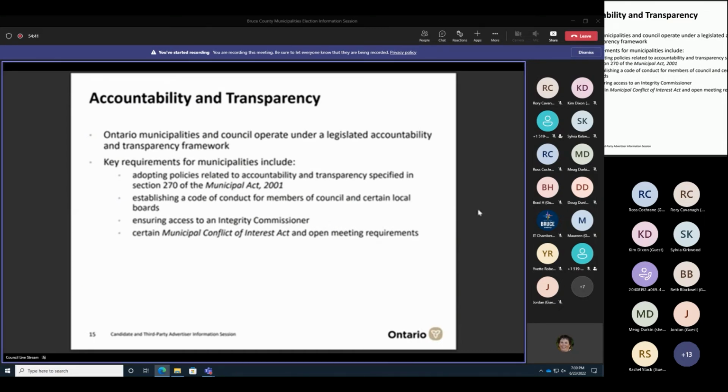Accountability and transparency. Ontario municipalities and members of council operate under a legislated accountability and transparency framework that includes rules for the municipalities and rules for members of council and local boards. Ensuring accountability and transparency is one of council's roles under Section 224 of the Municipal Act and is a priority in maintaining public trust. Councillors are, of course, accountable to the public as elected officials. However, it is also important that procedures and policies are clearly set out and accessible, and that the day-to-day operations of the municipality are transparent. The slide outlines policies that council are required to adopt. Next slide, please. Thank you.